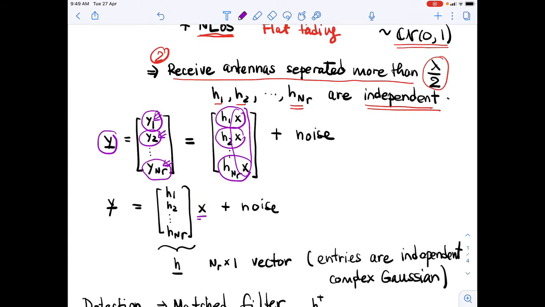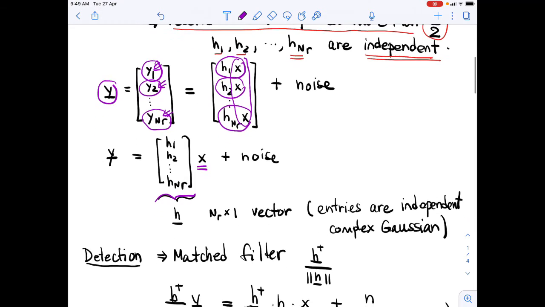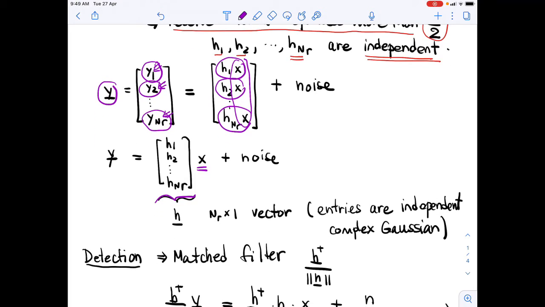So we can take out the x. We have this vector which consists of h1 to hNR. So we're going to denote this as h with the underline, denoting a vector. This vector has size of NR by 1. So remember the entries are independent complex Gaussians. And there's always a noise, so that's the noise at the receiver too.